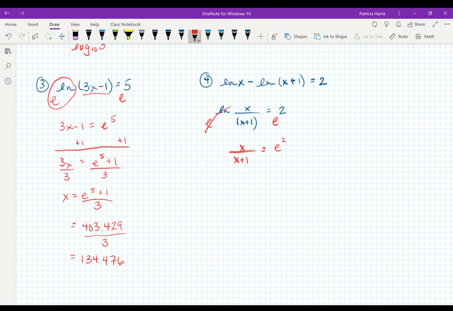Okay, remember that e squared is just a number. So I'm going to solve this by cross multiplying. Okay, so x times 1 is just x. Then e squared times x plus 1 like that. Okay, now this is going to look really strange, but it's all right. Remember, e squared is just a number. Let's write that down. It's nothing scary.